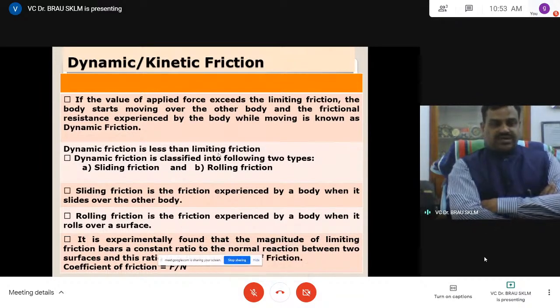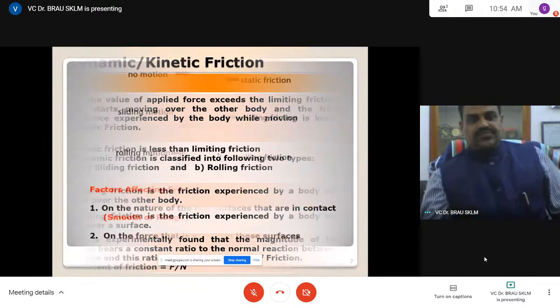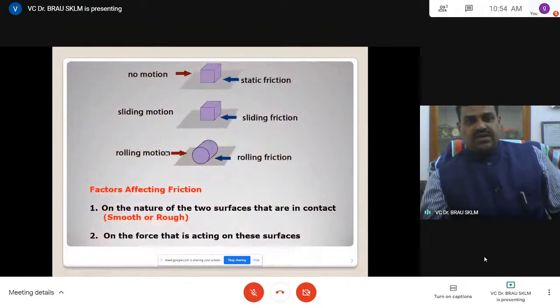That type of friction is generally classified into two types, sliding and rolling. Sliding friction is the friction experienced by a body when it slides over the other body. Previously, in the figure, I already explained. Similarly, rolling friction is the friction experienced by a body when it rolls over the two surfaces. These are the two things, the sliding concept and the rolling concept.